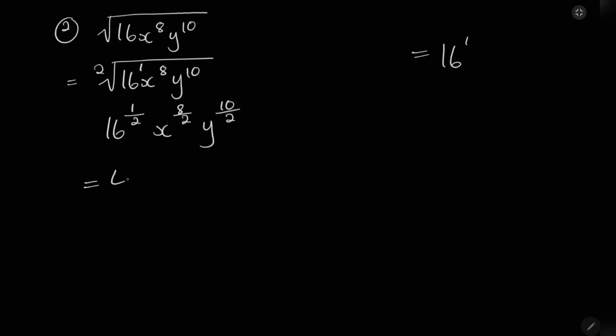16 to the power 1 over 2 should give you 4. Then x, 8 divided by 2 is 4. y, 10 divided by 2 is 5. Your answer is 4x to the power 4, y to the power 5.